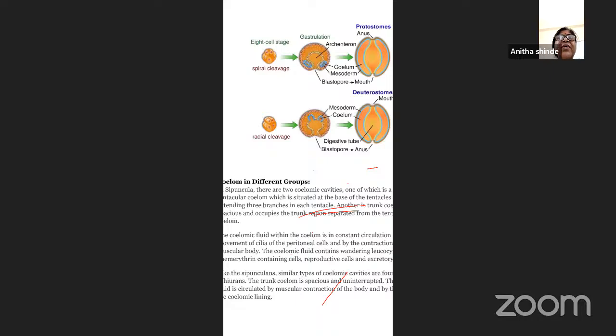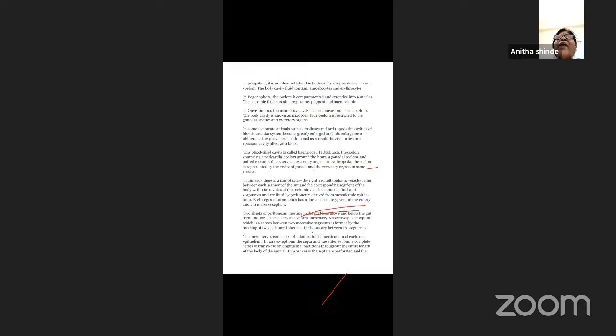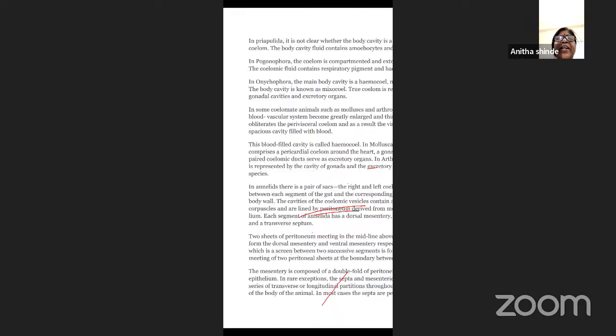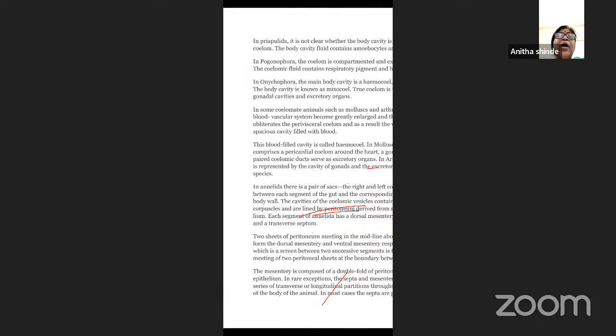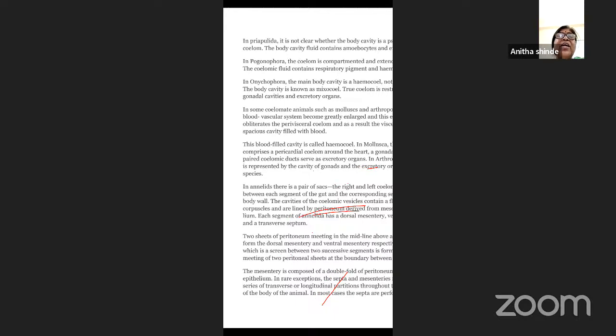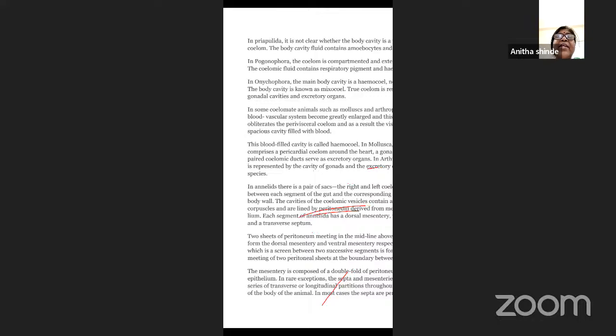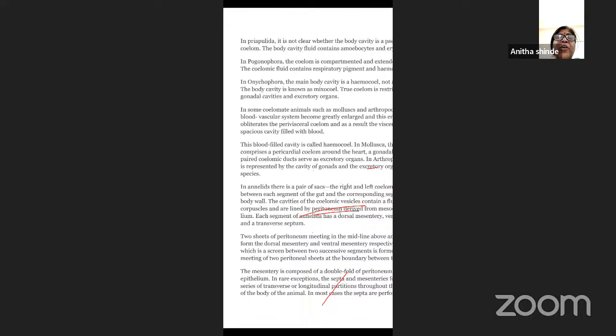The same way they have given, in different types of animals, how actually it has originated. So in Priapulida, it is not clear whether the body cavity is a pseudocoel or a coelom. Here the body cavity contains amoebocytes and erythrocytes. In Pogonophora, the coelom is compartmented, they are saying, and extended into tentacles. Whereas in Onychophora, the main body cavity is a haemocoel, but not a true coelom.